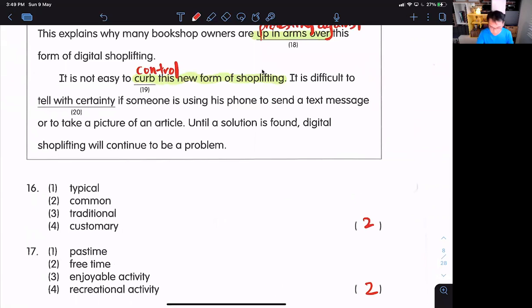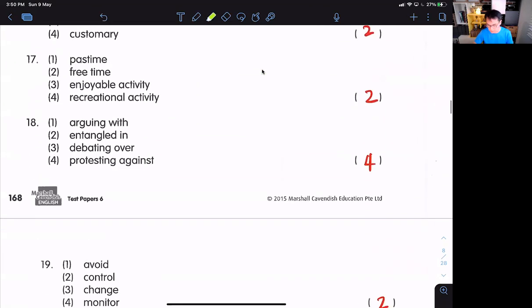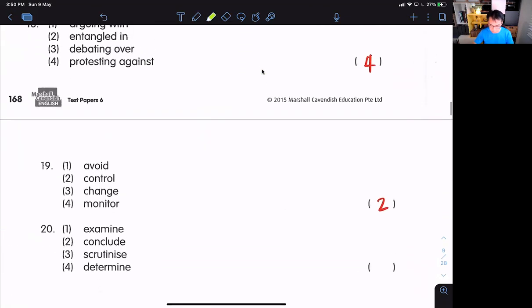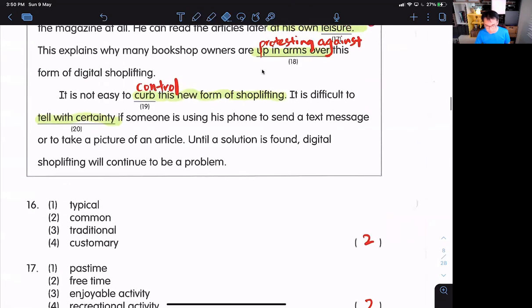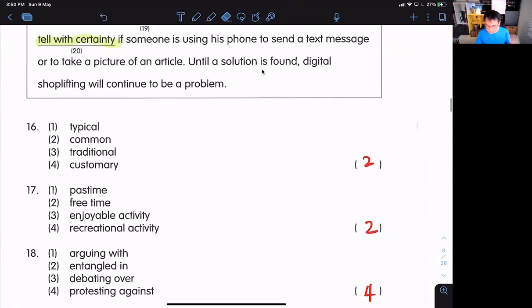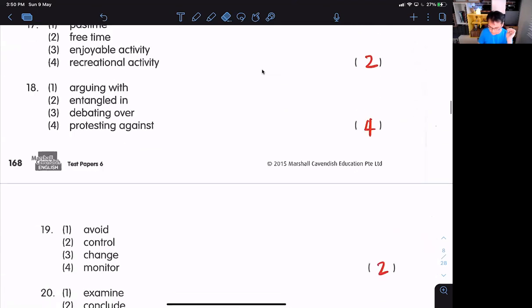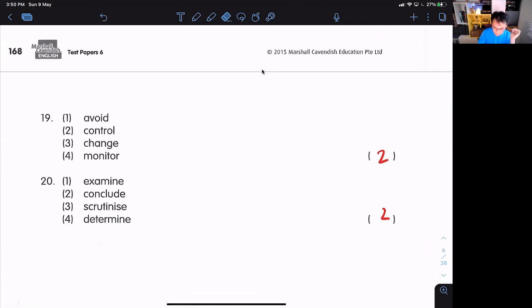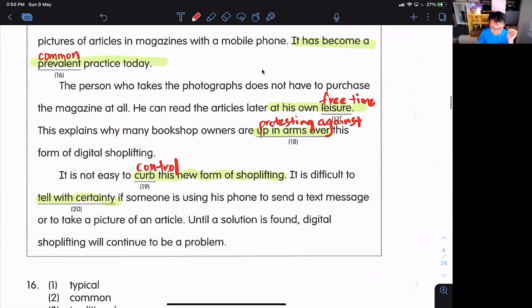And it is difficult to tell with certainty if someone is using his phone or taking a picture, right? So it is difficult to conclude. It's difficult to conclude, to kind of come to a judgment, right? Actually, in this case, conclude or determine, right, are both marginally acceptable. So then we want to look at the principle of best fit, because if I use determine and conclude, they both seem to work, right? So let's go and put them both here.